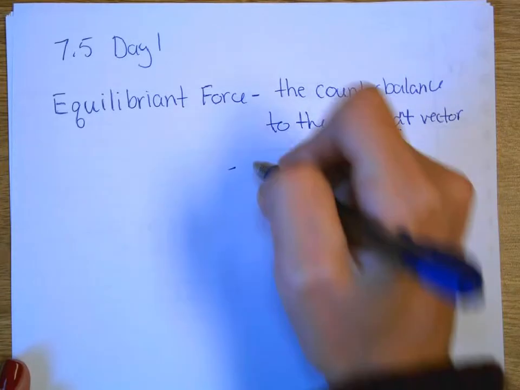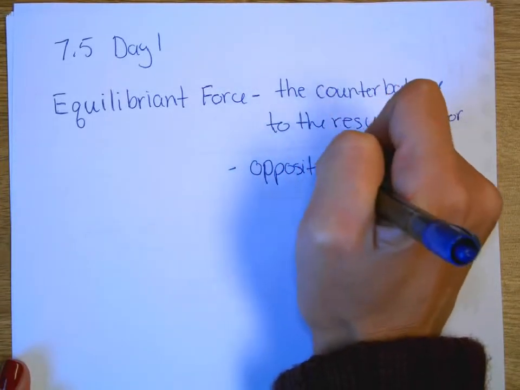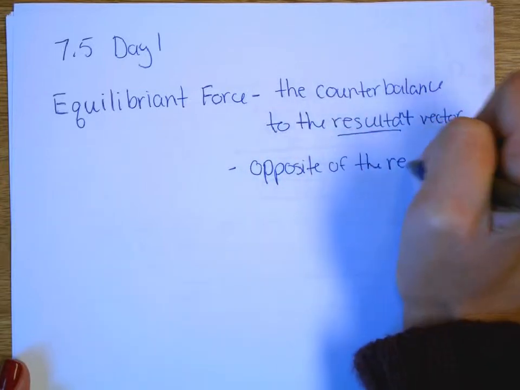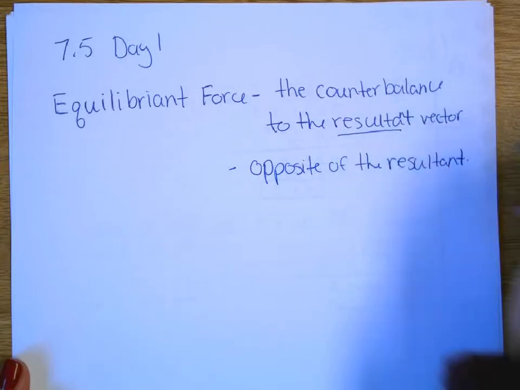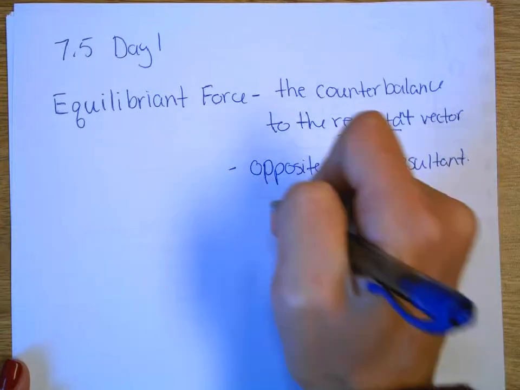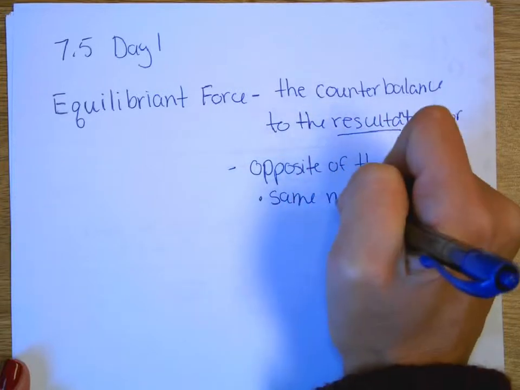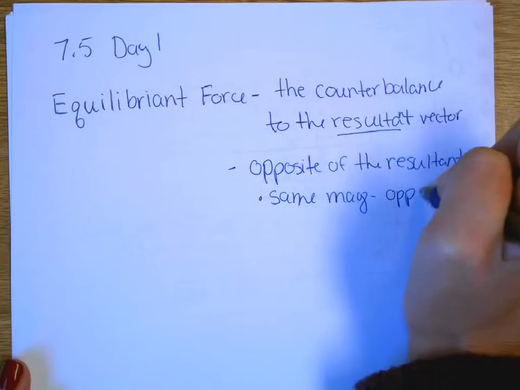Yeah. So it's the opposite of the resultant. So it's a negative resultant? So it will have the same magnitude but the opposite direction as the resultant. Same magnitude, opposite direction.